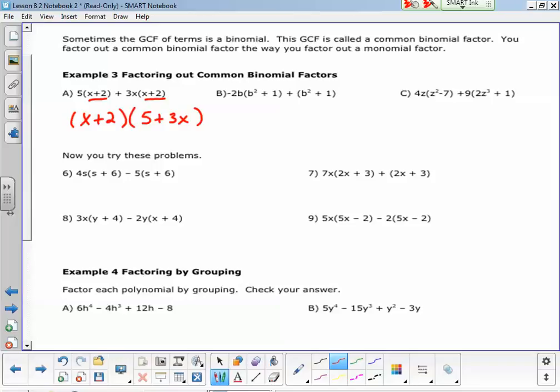It's very similar to saying if I took 5 times 3 and I took 2 times 3, I could just take 3 out and then use that as just the whole number like we did earlier in the year.